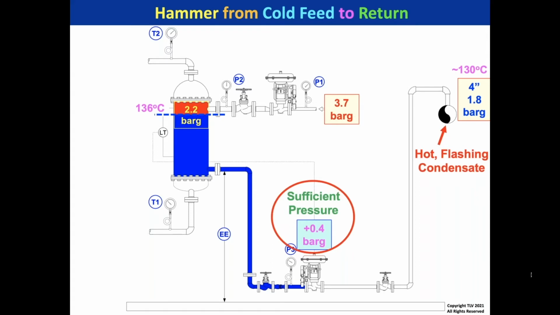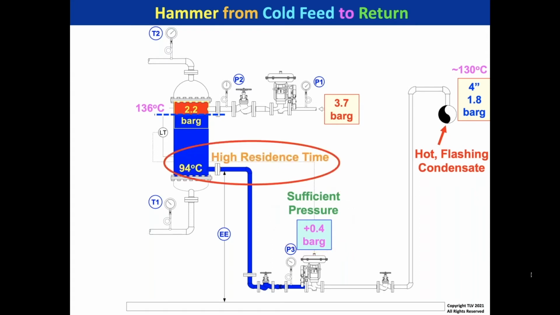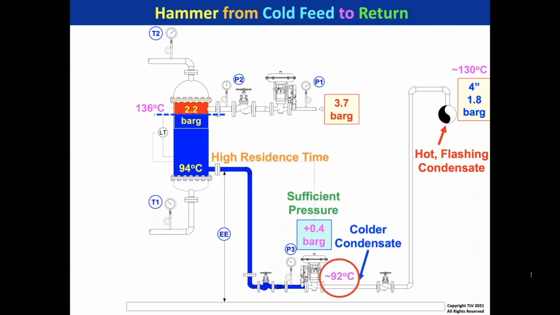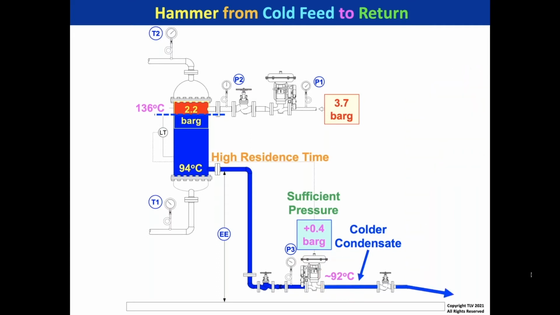So why is this a case history? Well, the high residence time, because this reboiler was tremendously oversurfaced, caused the temperature to drop from 136 C to 94 C, and on the outlet about 92 C. So now we have non-flashing colder condensate at 92 C discharging into the top, where the flash steam is, of a hot flashing condensate line. What do you think is going to happen? Watch. Yes, they had so much hammer that for over 10 years they had to discharge the condensate to grade. What a shame, right?